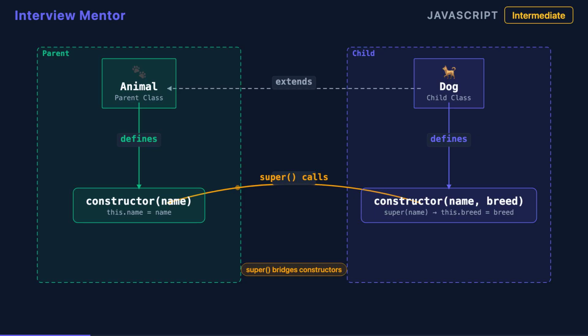Calling super in a derived constructor invokes the parent class constructor directly. Take Dog extending Animal. Super in Dog's constructor triggers Animal's constructor, setting up the parent state before Dog can add anything of its own. This is the foundation of class inheritance in JavaScript.